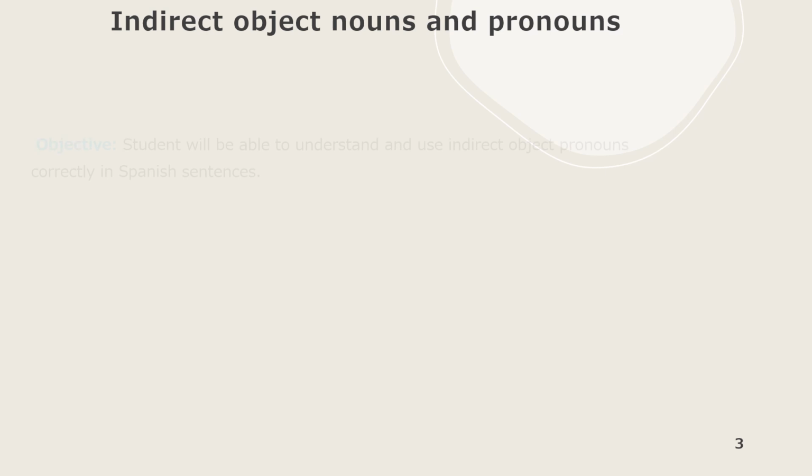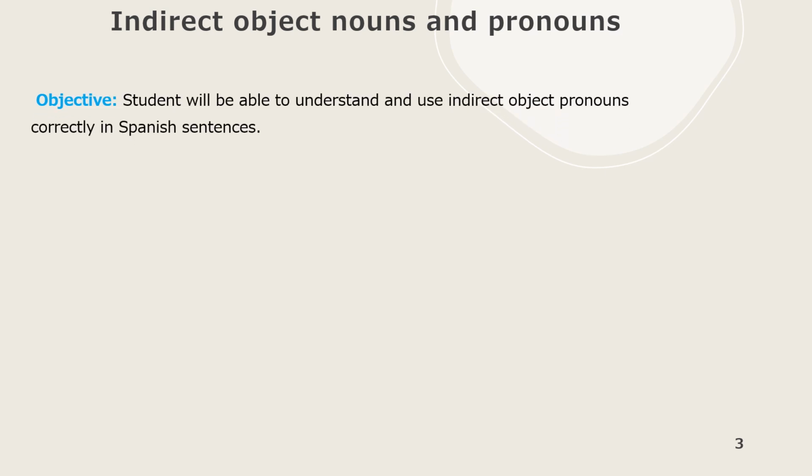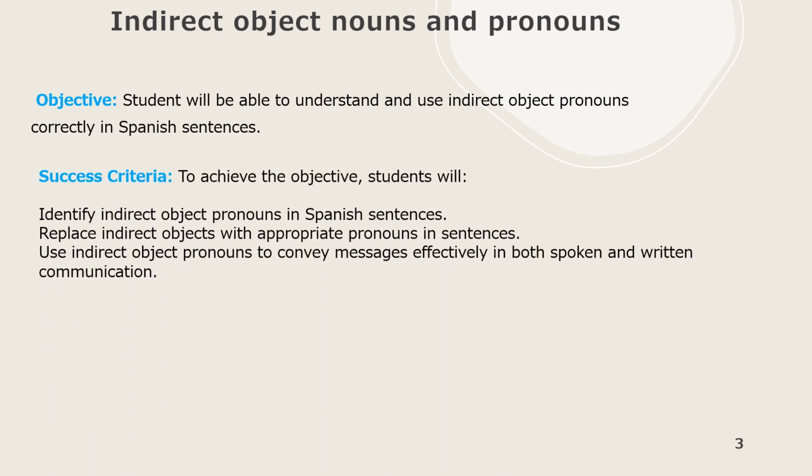So let's start with the objective for this lesson, guys. The students will be able to understand and use indirect object pronouns correctly in Spanish sentences. The success criteria: the students can identify indirect object pronouns in Spanish sentences, replace indirect objects with appropriate pronouns in sentences, and use indirect object pronouns to convey a message in both spoken and written communication.